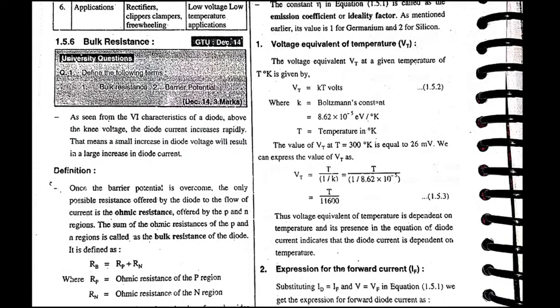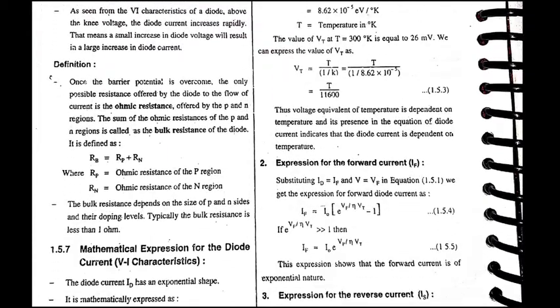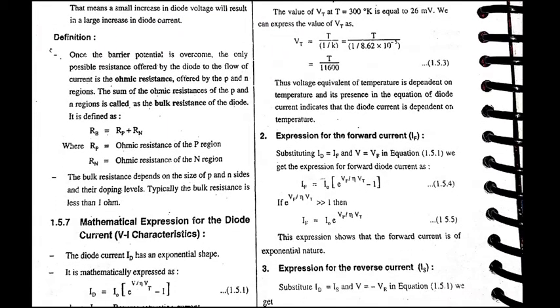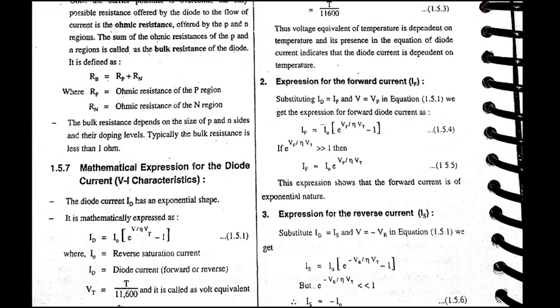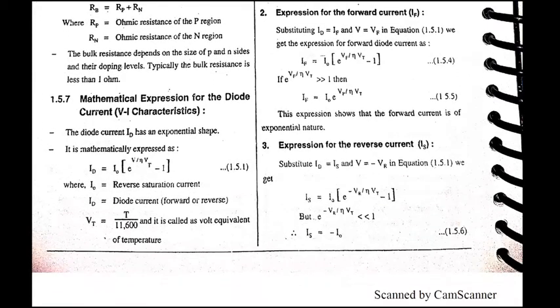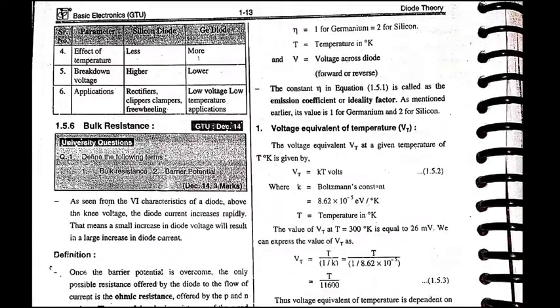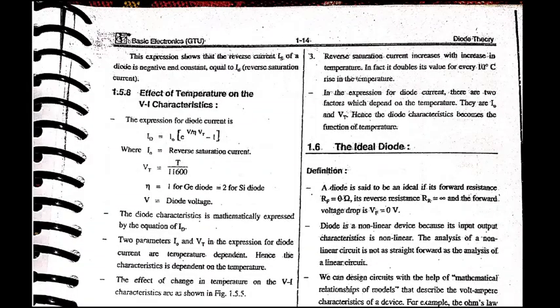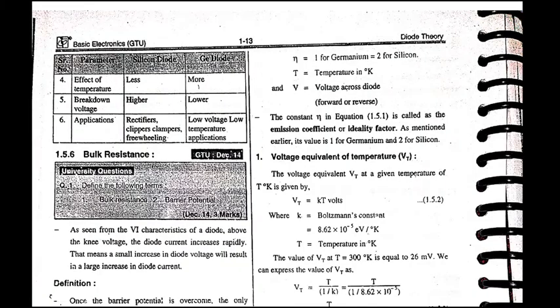We have seen what bulk resistance is. There is ohmic resistance that we get in the PN junction diode. We have seen the mathematical expression. I know I have not explained that. There is nothing great to explain in that.